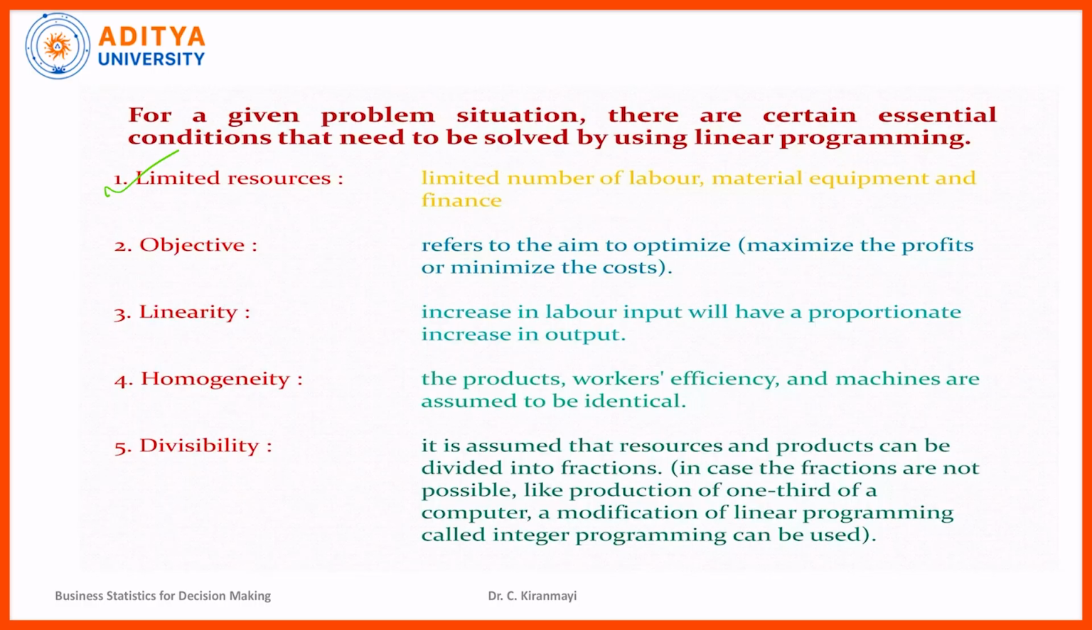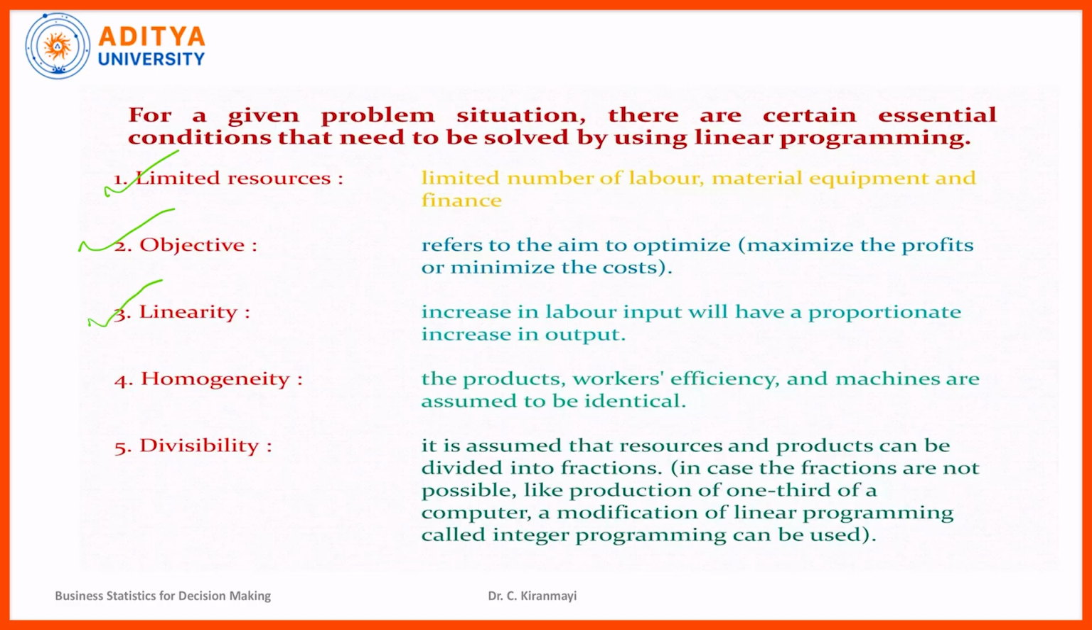Limited resources means, in the previous case, the firm has only 24 kgs of cotton, 22 kgs of linen, and so on. So the resources should not be available abundantly; they should be scarce and available in limited quantities only. The other one is the objective function. The firm should have the objective of either maximizing profit or minimizing cost. That objective should be there in the problem.